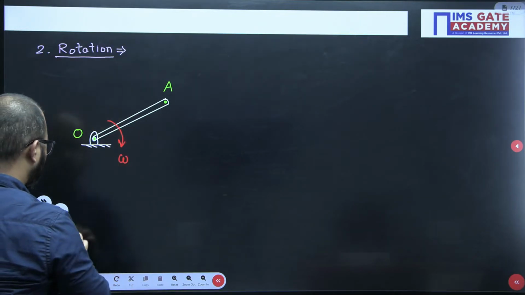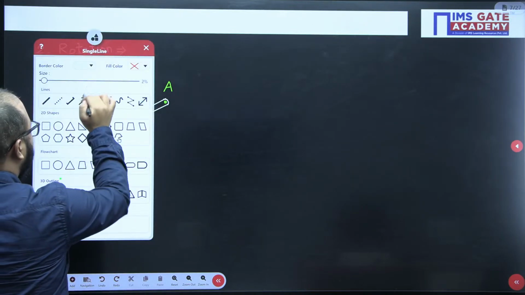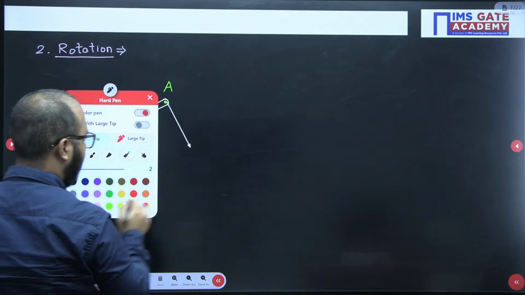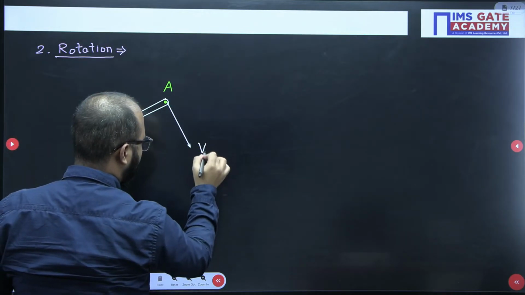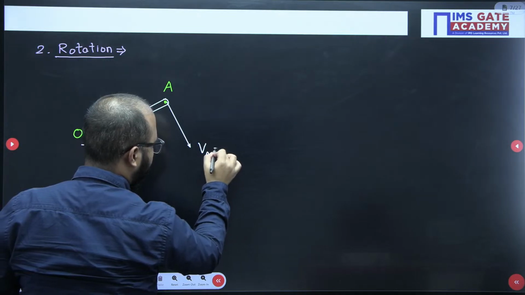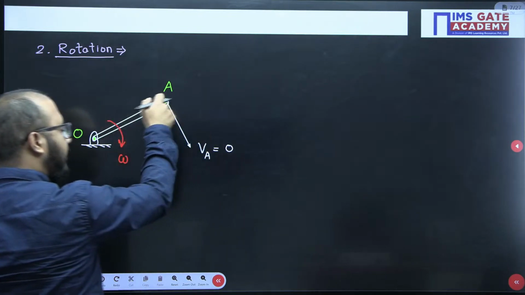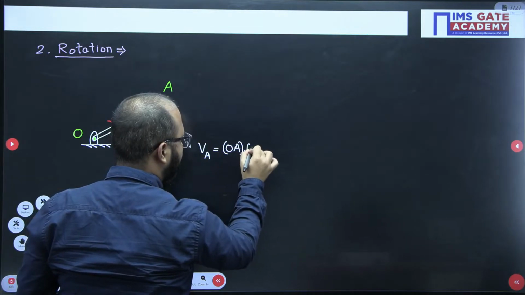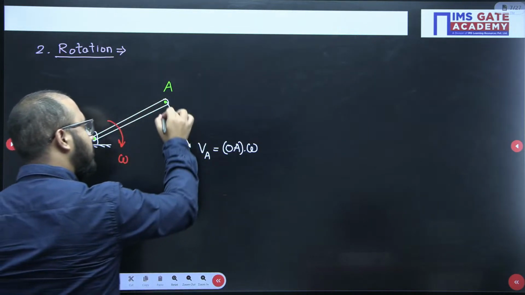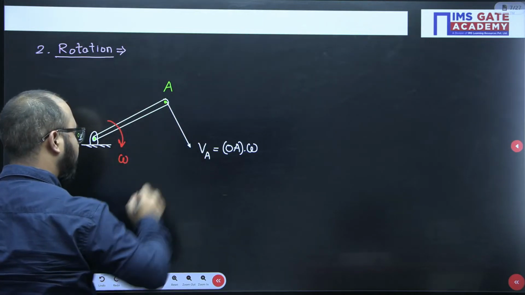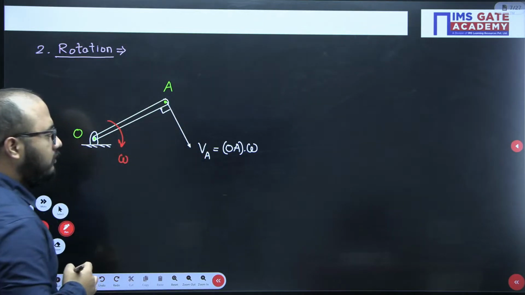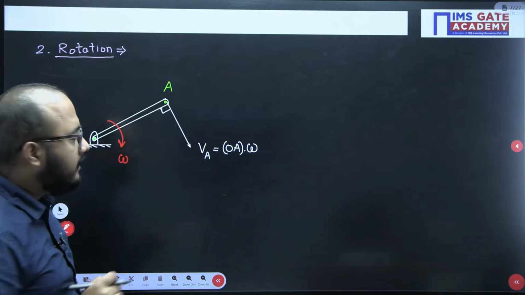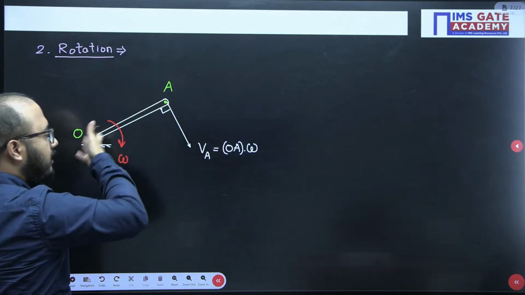Clear? Rotating with angular velocity omega. I need to write the velocity of point A. So how am I going to write the velocity of point A? Like this. This is the velocity of point A, which equals the distance of point A from the point of rotation, that is OA distance, multiplied by omega. And one more thing, this velocity will be perpendicular to this link. Now, this direction is very important, guys. This velocity vector is drawn perpendicular to this link.